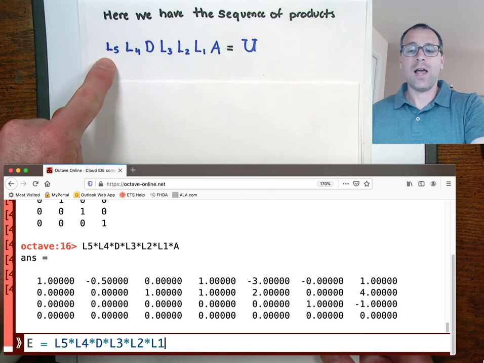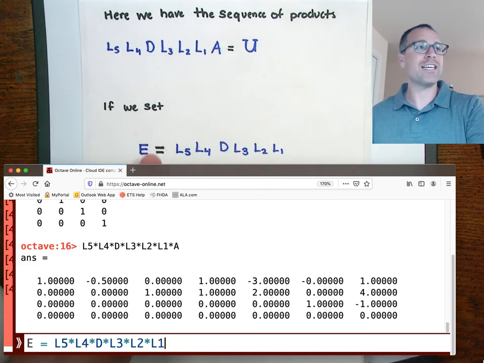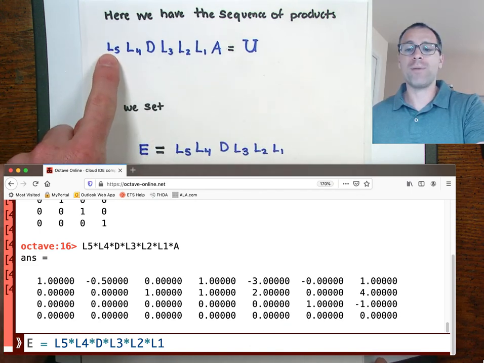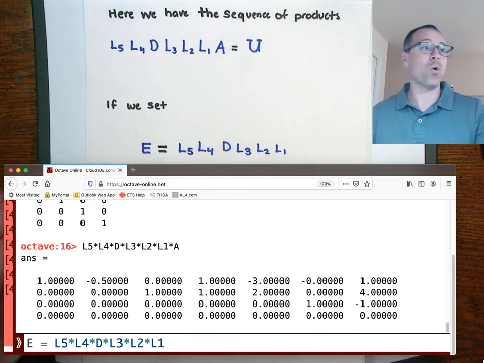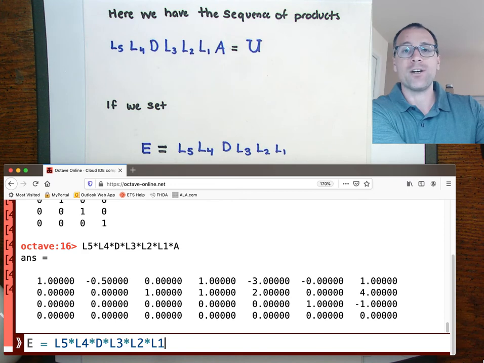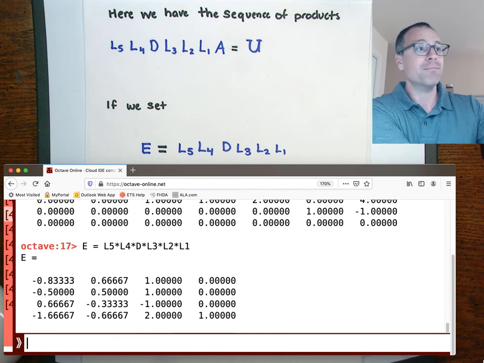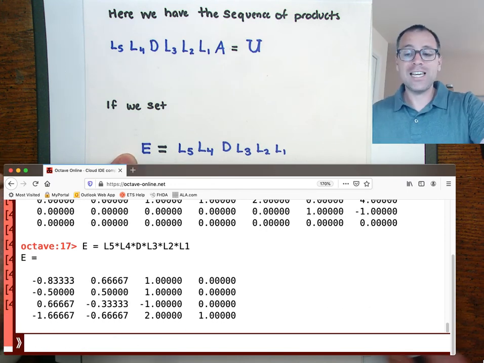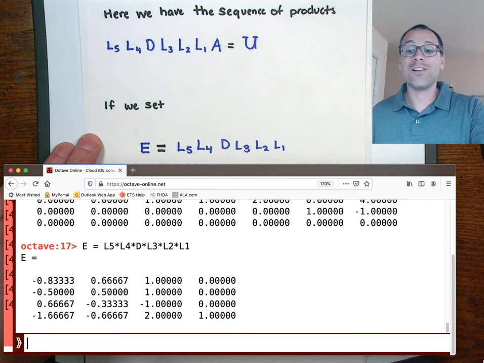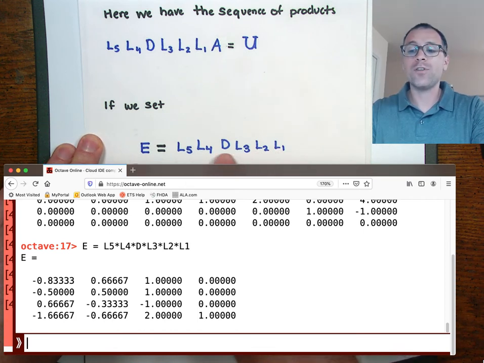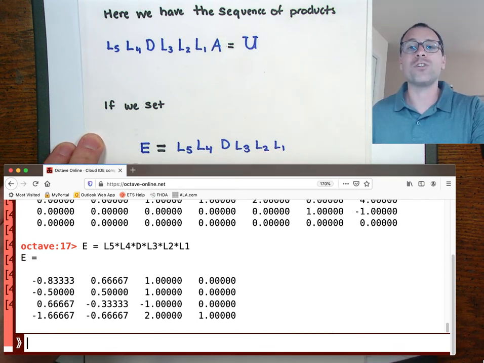Here's the kicker. Let's define a new matrix E, which is the product of the matrices L5, L4, D, L3, L2, and L1 in that order. In fact, on screen, that's what I'm going to do. Let me go ahead and push enter. This matrix E is going to be a product of Gauss transforms and diagonal matrix, but more importantly, a product of elementary matrices. Challenge for the viewer: decompose each of those matrices into the proper elementary matrices.